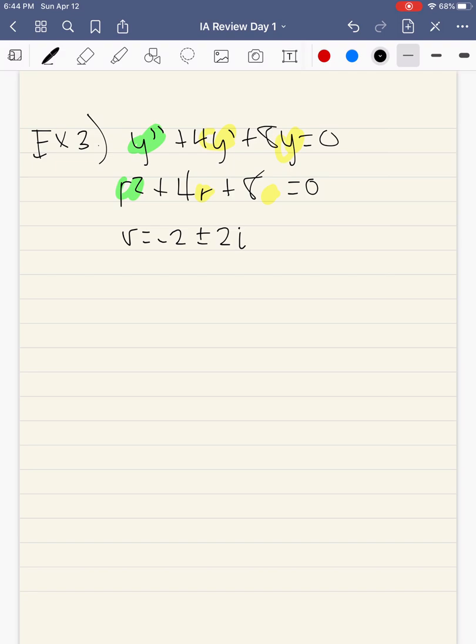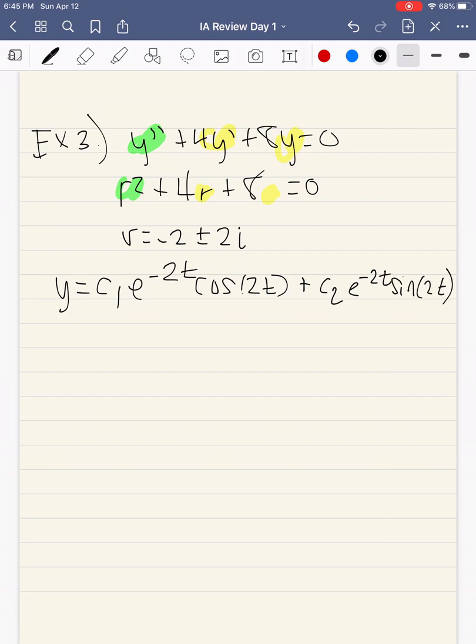So remember that for complex roots, the first term is our a term, so that's going to be what's attached to the e in our exponent, and then the term that's being multiplied to the i, that is going to be our angle measure for our cosine and sine. So our solution here is going to be y is equal to c1 e to the -2t cosine of 2t plus c2 e to the -2t times sine of 2t.